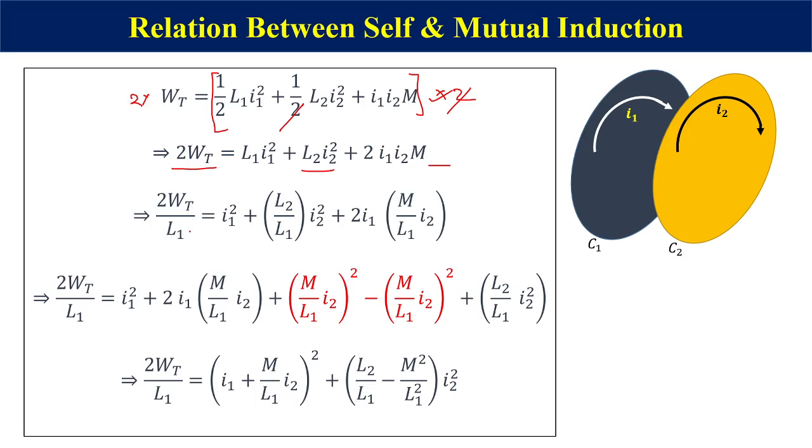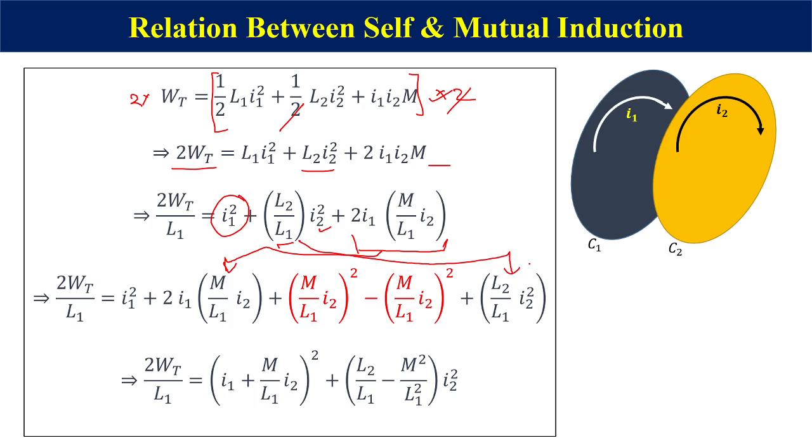Twice Wt upon L1: if I do that, L1 gets cancelled on the right because I am dividing by L1, so what remains is I1 square. Then L2 by L1 into I2 square, plus twice I1 M by L1 into I2. I have purposefully written this in this fashion, and that purpose will be very clear to you. So in the next line, that implies I1 square plus twice I1 M upon L1 into I2. This particular term I have written in the extreme right hand side.